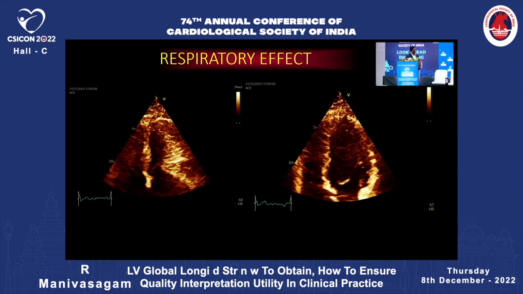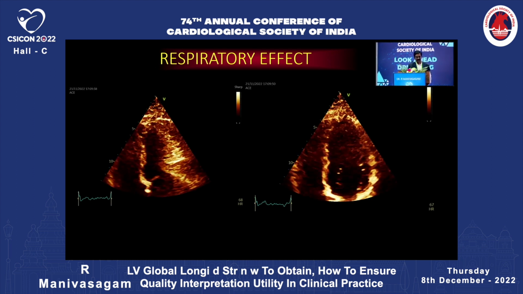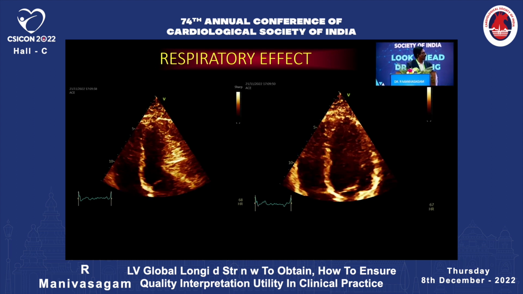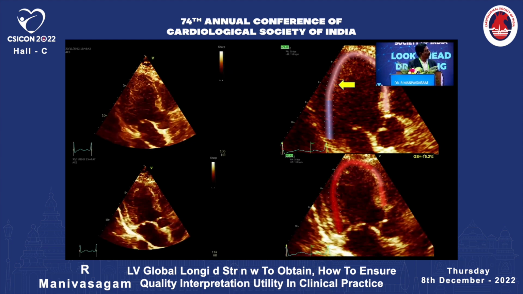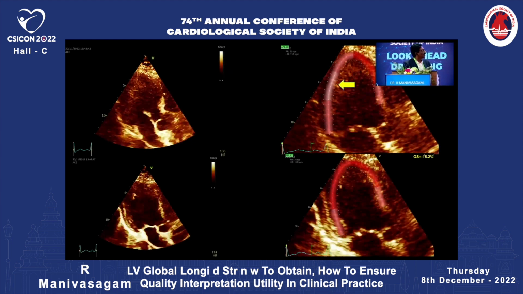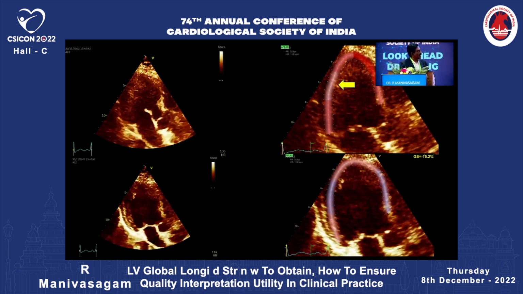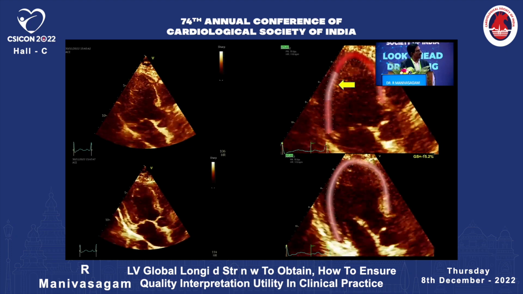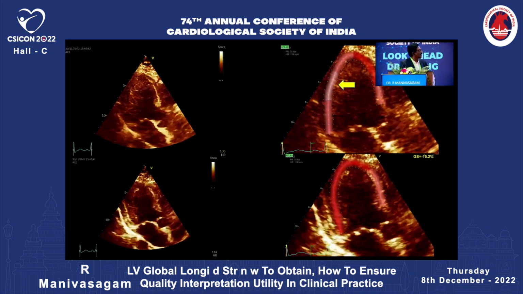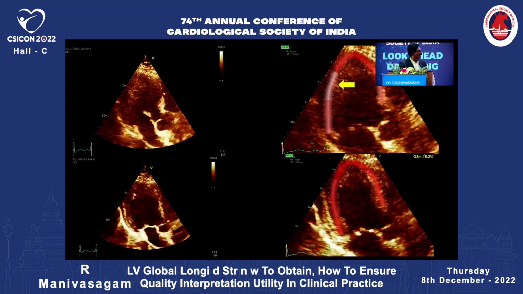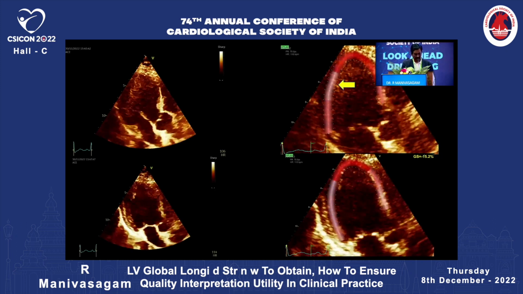Respiratory artifact: here the lateral wall is not visualized. We have to patiently wait for the end expiratory phase. Then only you should grab the same image, and it will be better delineated. If you ignore this artifact and you do this, these areas are contracting, this area is not at all contracting. That means it is not sensing, the ROI is not tracking. After doing proper scanning and repeating the same thing, that will be contracting.